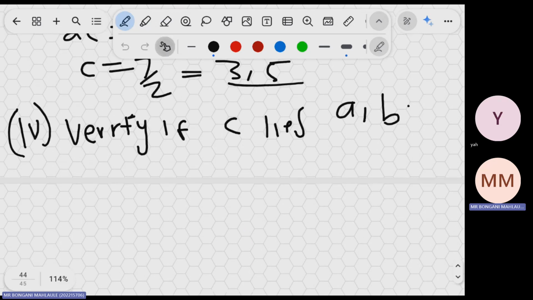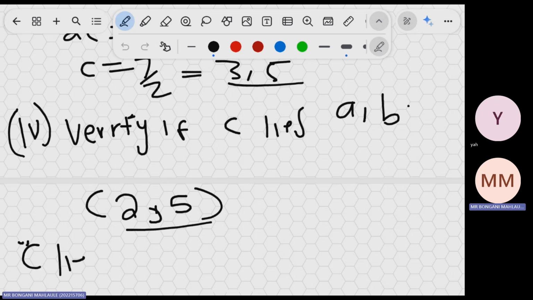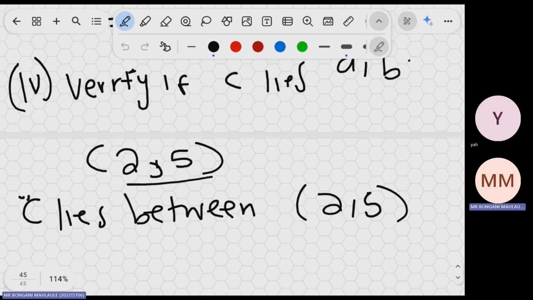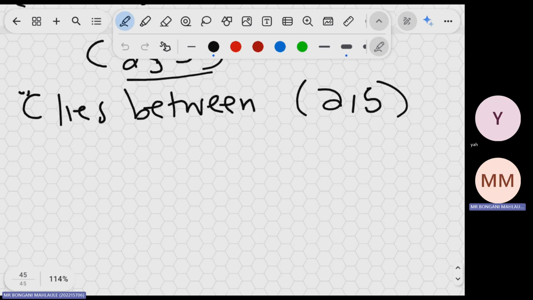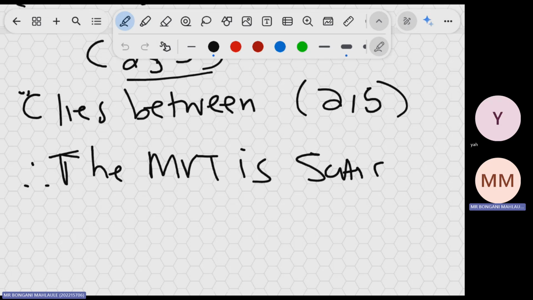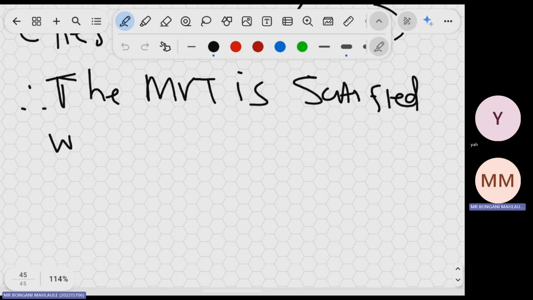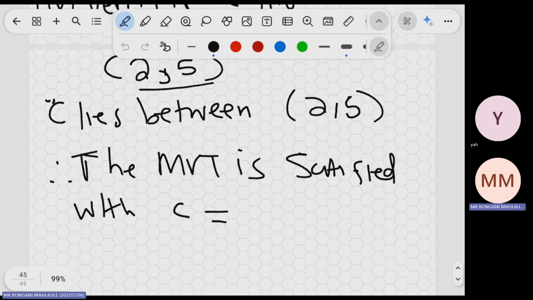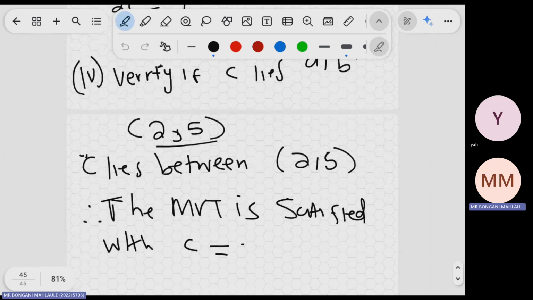Since the open interval is 2 and 5, you can clearly tell that c lies between 2 and 5. So therefore, you can say the mean value theorem, let's just say MVT, is satisfied, with c being equal to 7 over 2. Getting the value of c is very important. It has got marks.